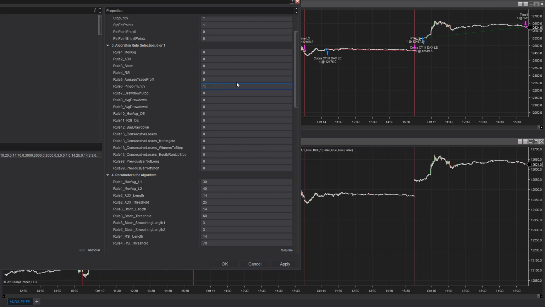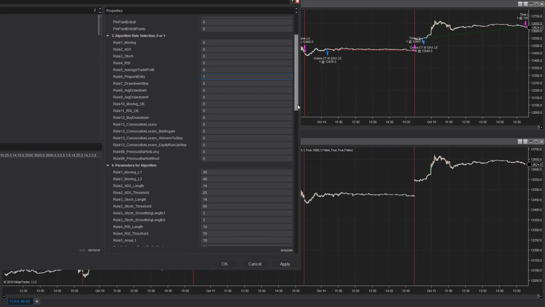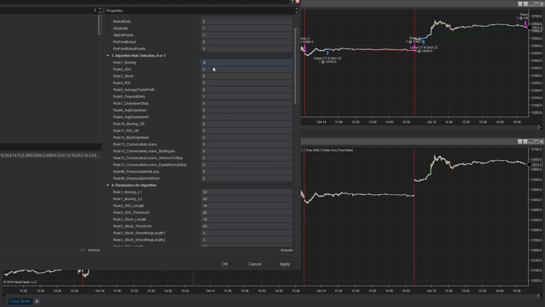So we're using the pinpoint entry technique, and what this does is it looks for the close of the bar to be at a loss from the initial position by a certain amount. And so all of these are 0, all of these other inputs are 0, which means we're not using any of these other rules.